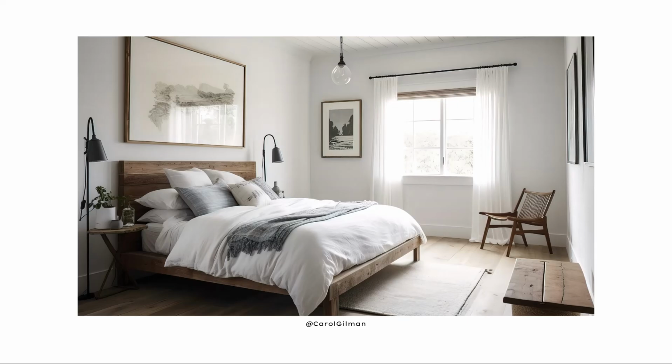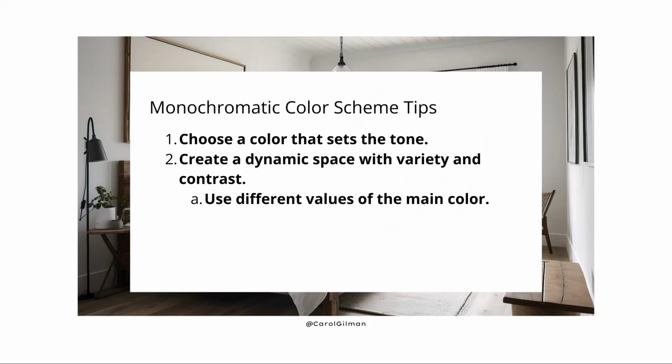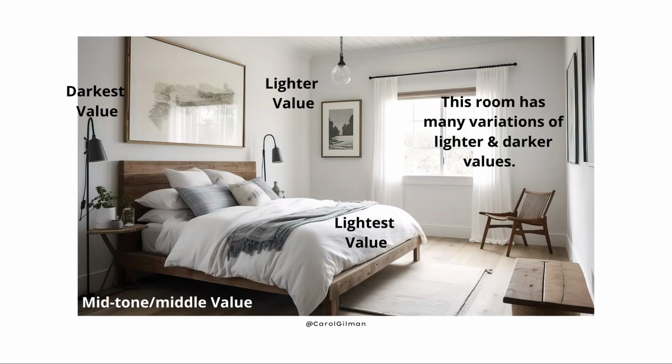One of the first things we would want to do is make sure that we use different variations of value of that color. Value just has to do with how light or dark something is. So what I would recommend is thinking about that in just one room, where you would have different lightness and darkness variations of that main color.